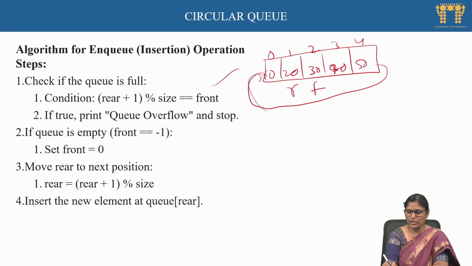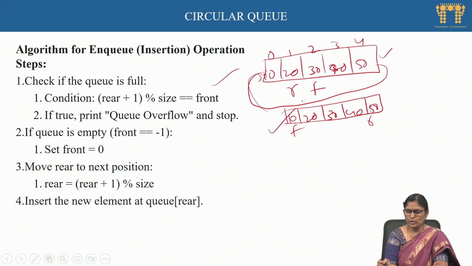Now in this particular situation, your front is greater than rear. So that's the condition: whenever F is equal to (rear + 1) mod max size, then you can say your particular circular queue is overflow, meaning already it is full. And you have a situation where F is here, R is here. So this is also an overflow condition, 30, 40 and 50. You can check this condition. It is satisfied also. So either this or this particular condition will be checked.